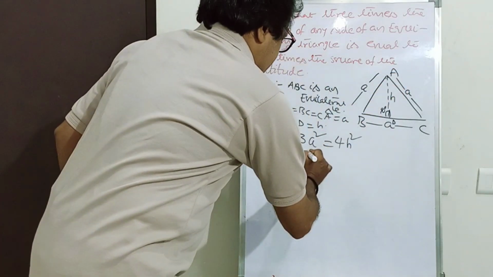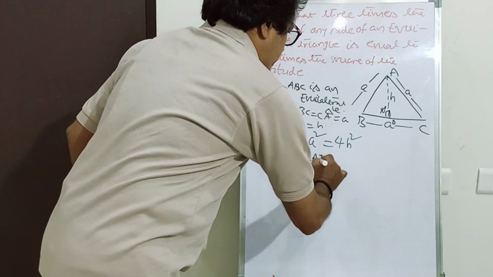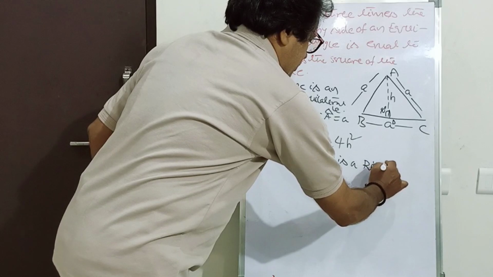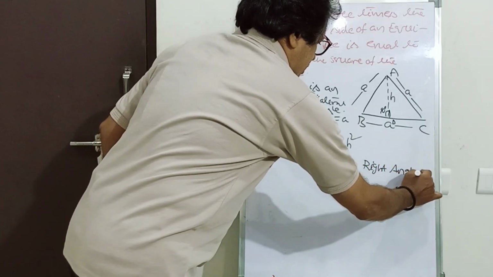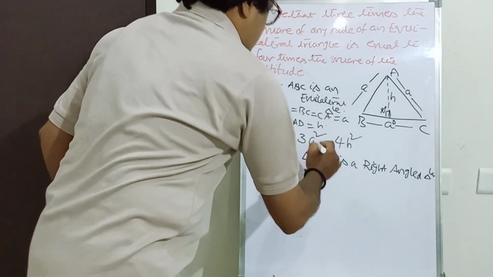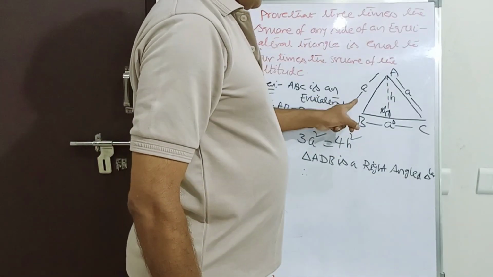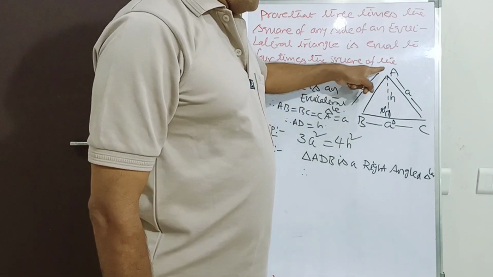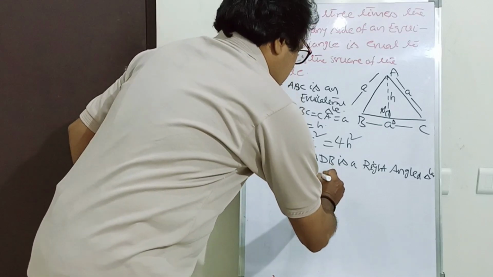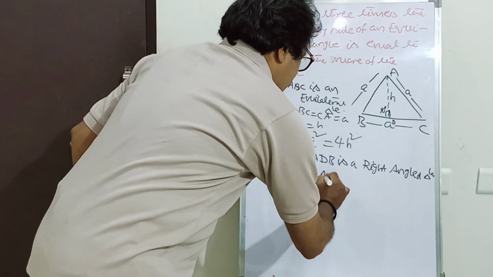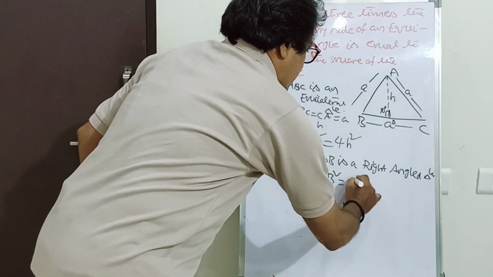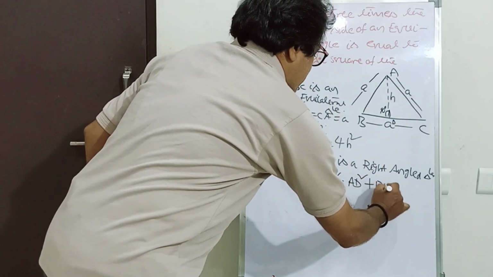Since ADB is a right angle triangle, in a right angle triangle, the square of the hypotenuse is equal to the sum of the squares of the other two sides. So we can apply Pythagoras theorem here. AB square is equal to AD square plus BD square.